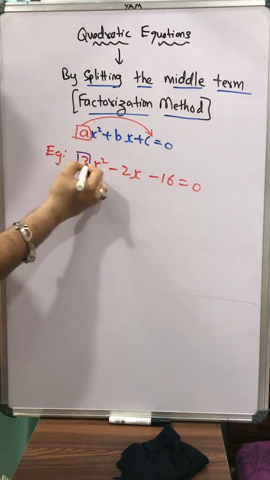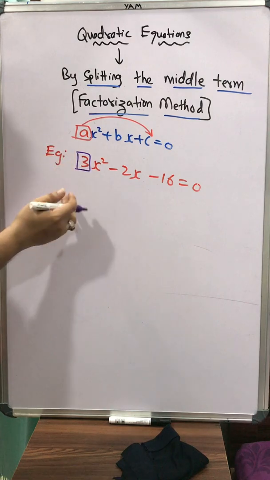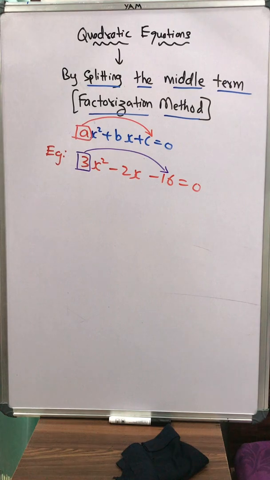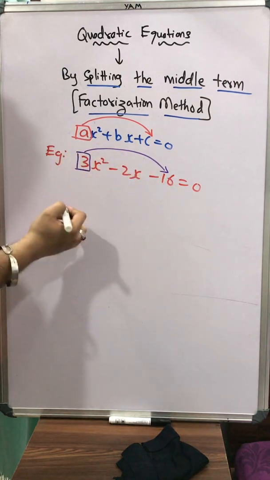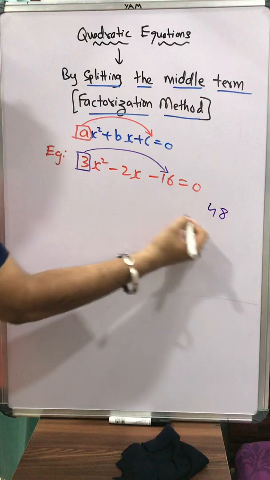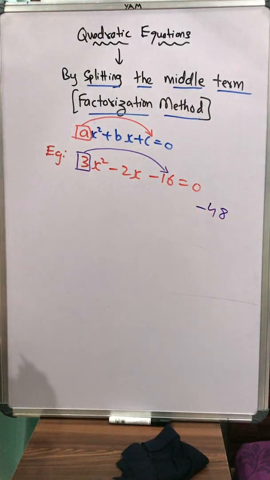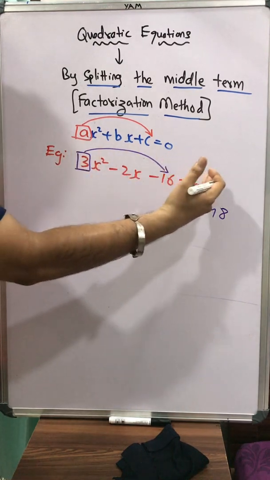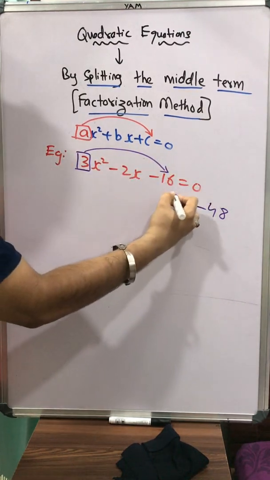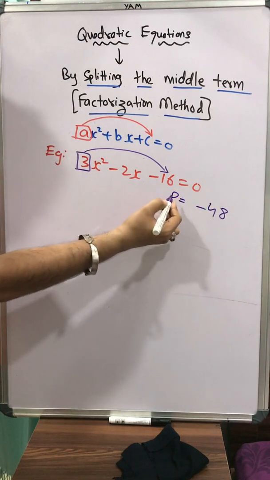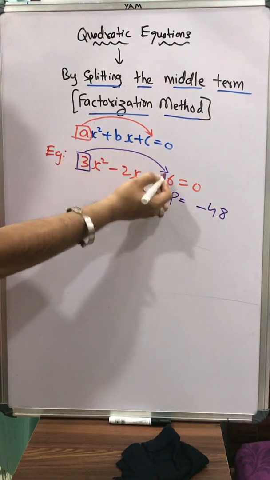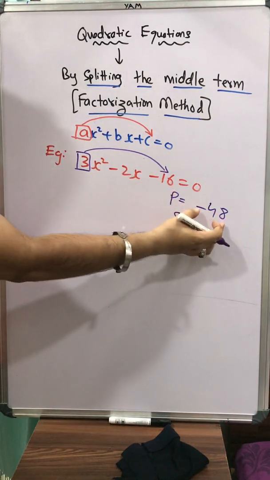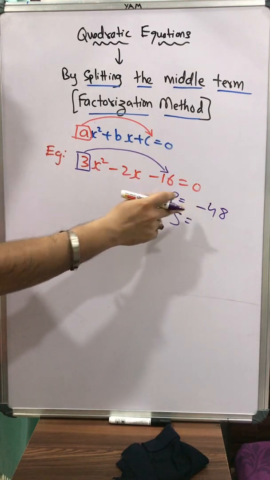Here the coefficient of x square, which we call a, is 3. Now this 3 will be multiplied with minus 16. So 3 16s are 48, to be more precise, it's minus 16, so it's minus 48. Now how will we read our question? We always go from the right hand side to the left hand side. We need two numbers such that their product is minus 48. 3 into minus 16 is minus 48.